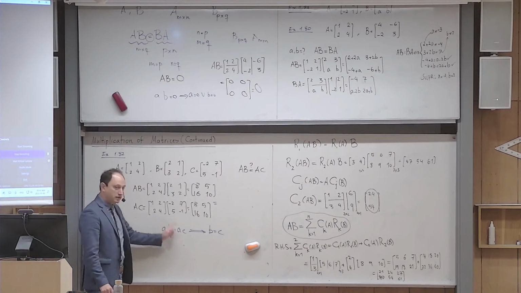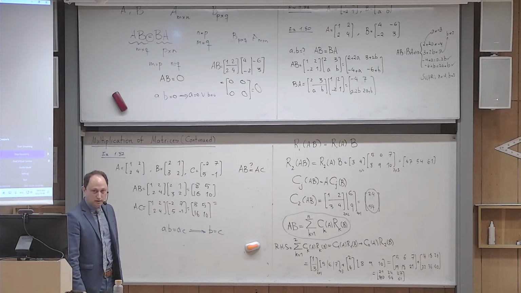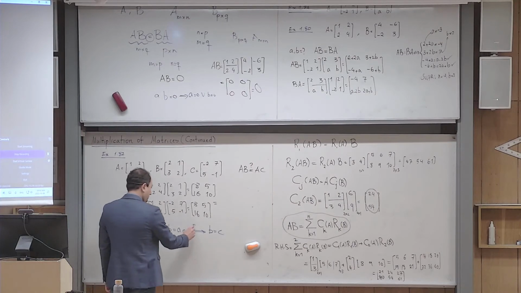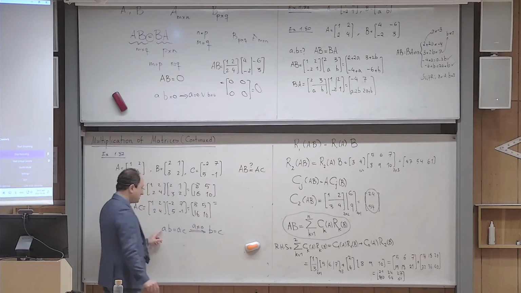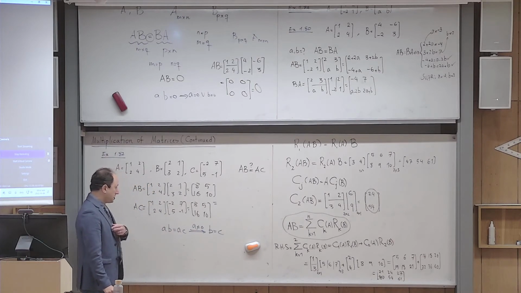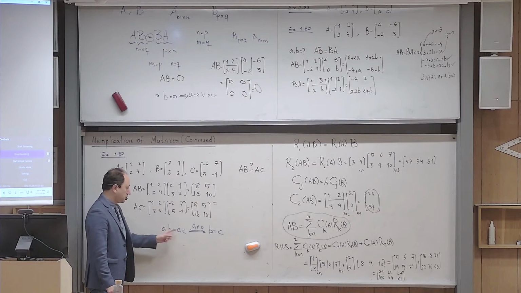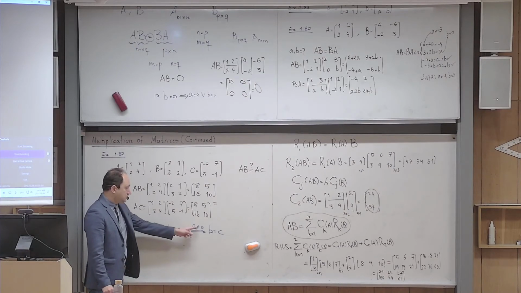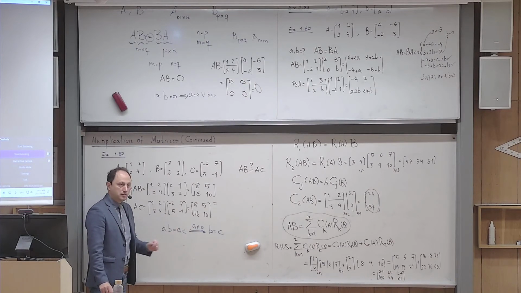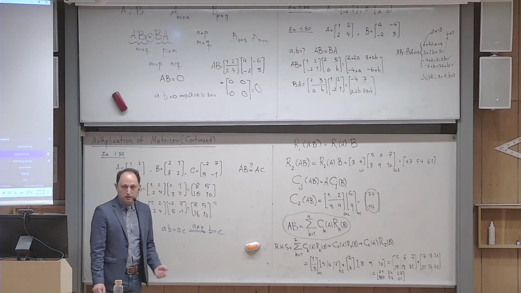You can cancel A from both sides, but by one condition. What is that condition? A is not equal to 0. This is called multiplicative cancellation. It means that if the product AB is equal to AC, and you know that this common factor is not 0, you can simply get rid of it and conclude that these two numbers have to be the same.